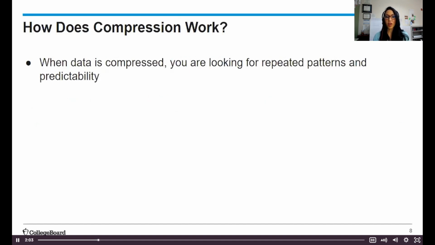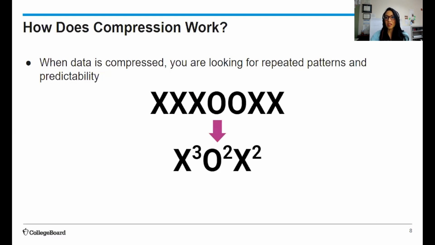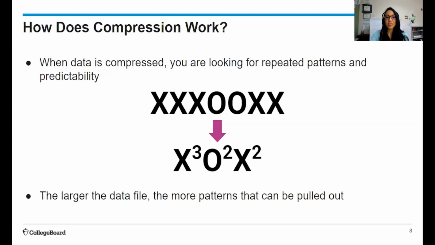When data is compressed, you're essentially looking for repeated patterns and predictability, redundancy in the data. So for example, let's say we have some X's and O's like this. We could compress this to be X3, O2, X2. Now, this might not seem like it shortened the information by much, which is true. But the larger the data file, the more patterns that can be pulled out from it.